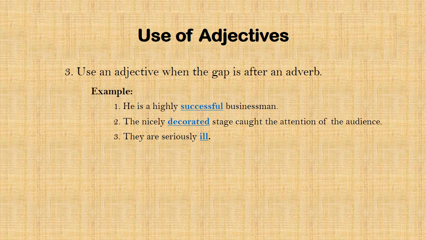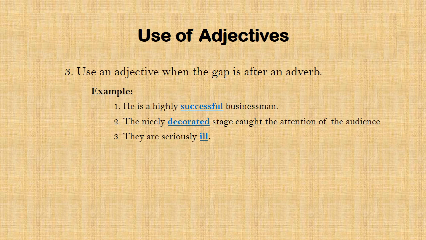You may have to use an adjective after an adverb. If you find a gap after an adverb, you can try an adjective in that gap. Read the examples. He is a highly successful businessman. In this sentence, the gap is after the adverb highly. You know, an adjective can be used after an adverb. Here, we will have to use an adjective, and that is successful.